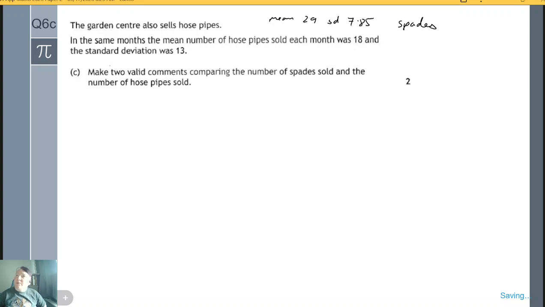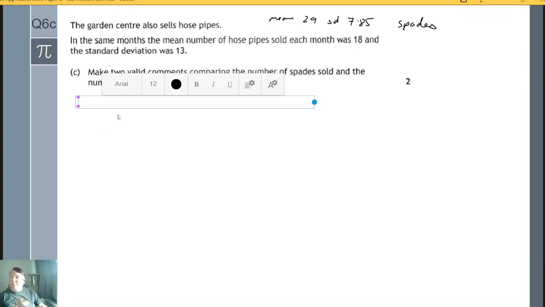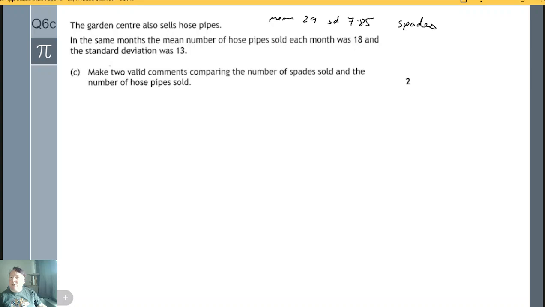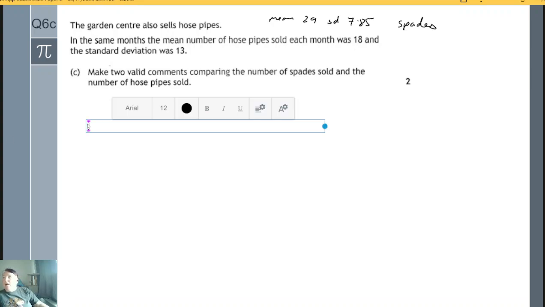And we're now looking at hosepipes. In the same months, the mean number of hose pipes sold each month was 18 and standard deviation was 13. Make 2 valid comments comparing the number of spades sold and the number of hose pipes sold. So we have 2 sentences. Right. 2 valid comments, one comparing the means.